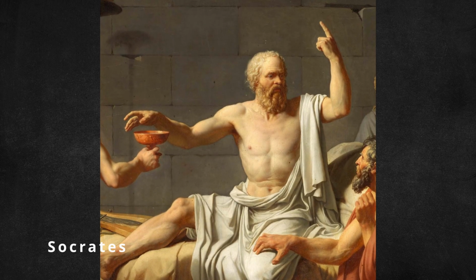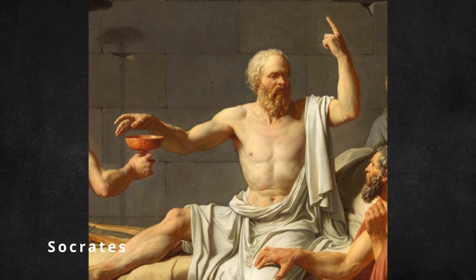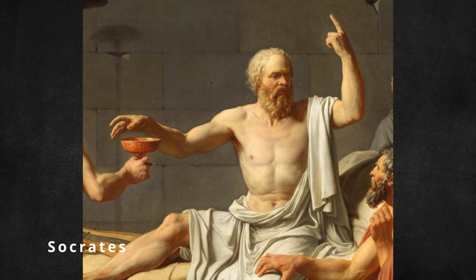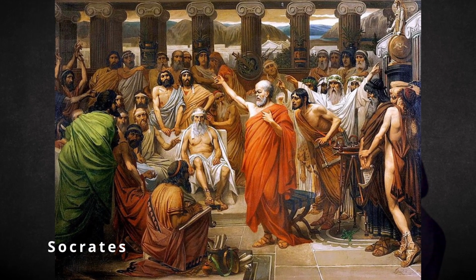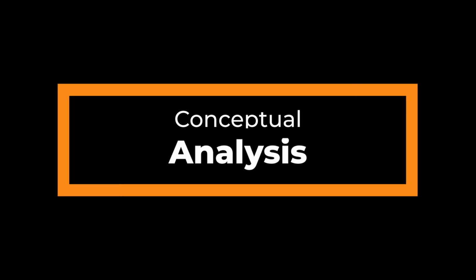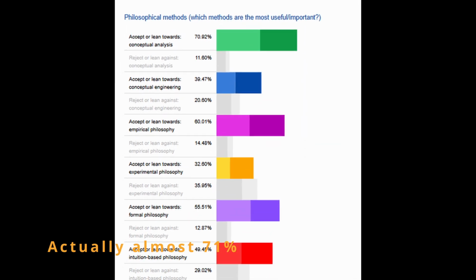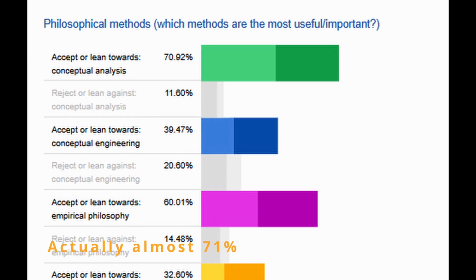Finally, Socrates provides us with a living definition of the existential practice of philosophy as a form of practical engagement with the world, as he pleads for his life before a hostile jury in ancient Athens. In a 2020 survey of 1,785 professional philosophers, almost 75% ranked conceptual analysis as the most important method for doing philosophy.